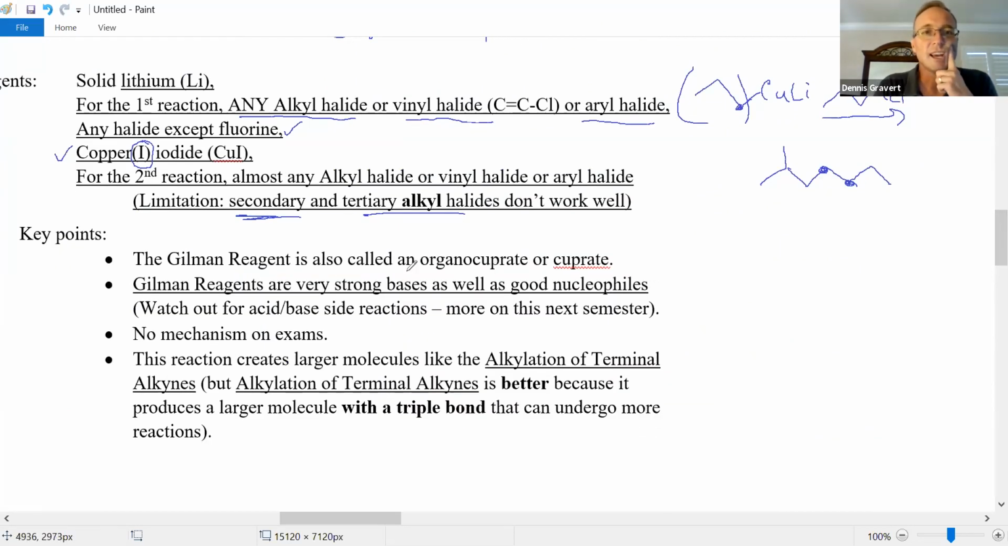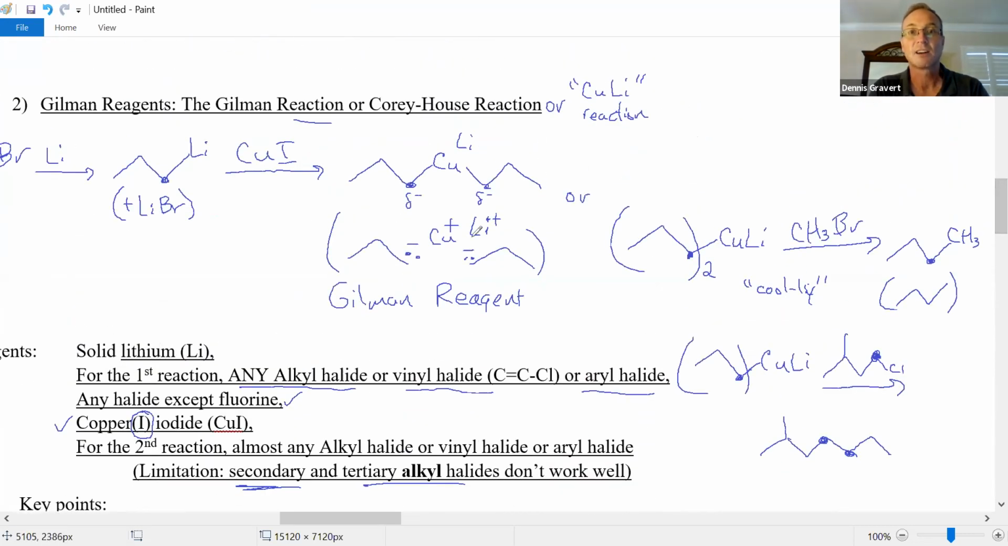Organocuprate. You don't need to know. It's not underlined, so it's just interesting information. They are very strong bases, right? Because we got that carbon that's acting like a carbanion right here. So if your glassware is wet in the lab or you breathe on this, it's going to do an acid-base reaction instead. It's not going to link your carbons together. So you got to be very careful in the lab doing this reaction and keep moisture away.